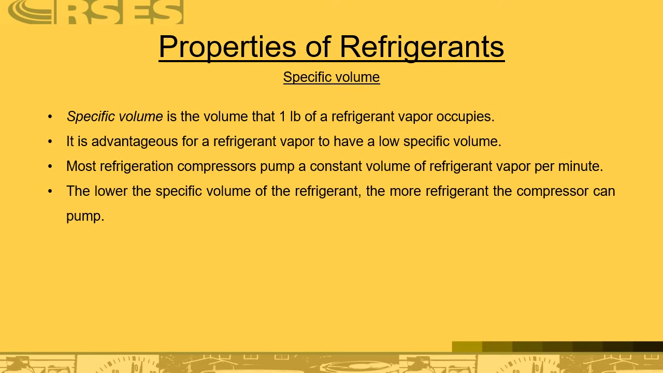Specific volume. Specific volume is the volume that 1 pound of refrigerant vapor occupies. It's advantageous for a refrigerant vapor to have a low specific volume. Most refrigeration compressors pump a constant volume of refrigerant vapor per minute. The lower the specific volume of the refrigerant, the more refrigerant the compressor can pump.